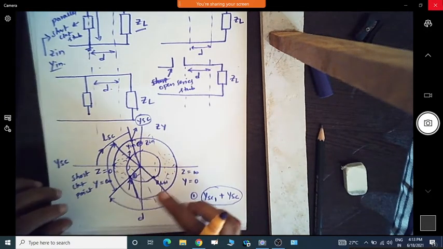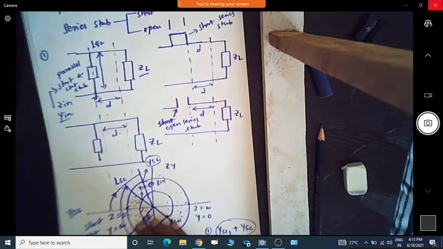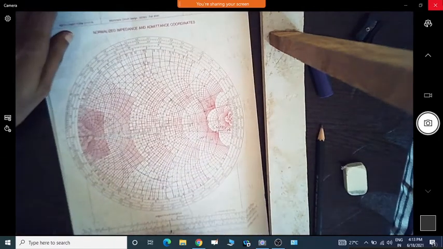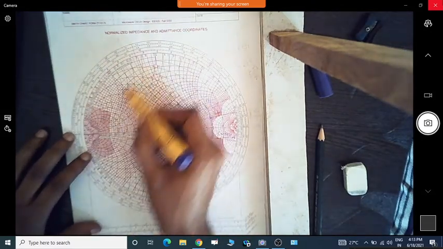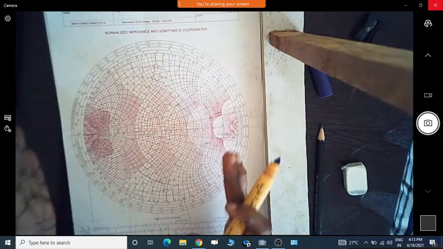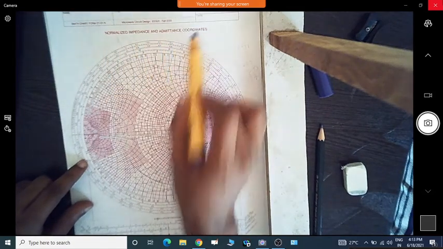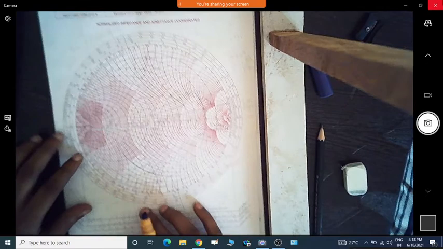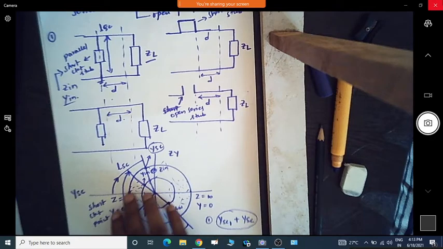In order to get clarity, we will do one problem. For this we need both the impedance as well as the admittance chart. You can see here there are lines running from this side also and this side also. This is the combined impedance as well as admittance chart, with normalized impedance and admittance coordinates. Now let us take a particular problem, so that we can find the input impedance.